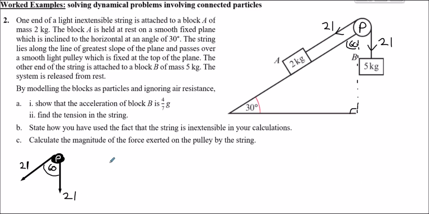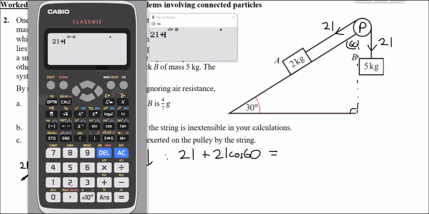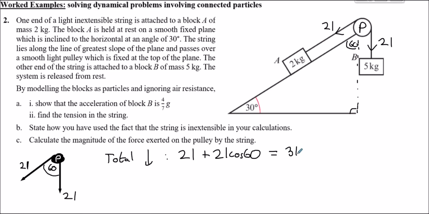Okay, so if we now do total going down, we're going to have 21, that force, plus this component of this sideways tension of 21 going down. Now, always remember, down in this case is adjacent relative to that angle, so it's going to be 21 cos 60. So 21 plus 21 cos 60 means it's an overall force of 31.5 going down.